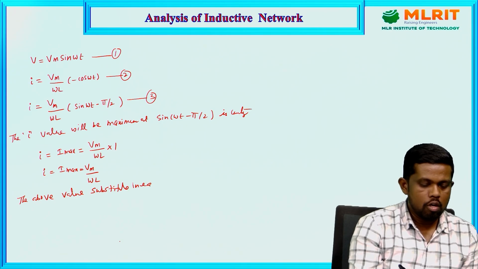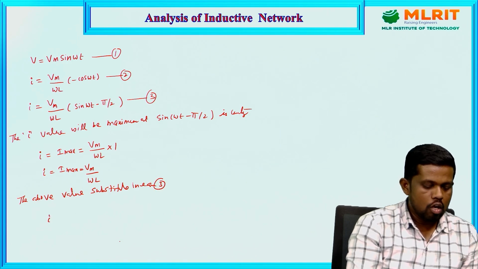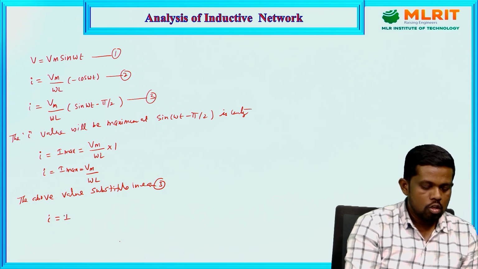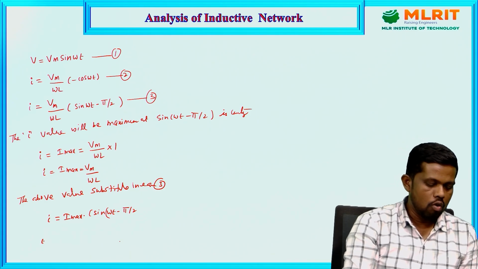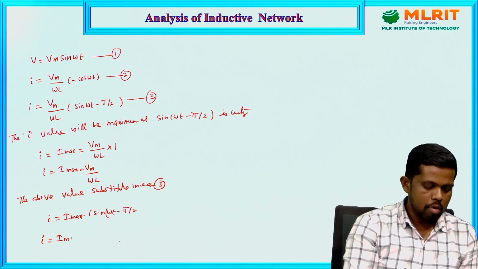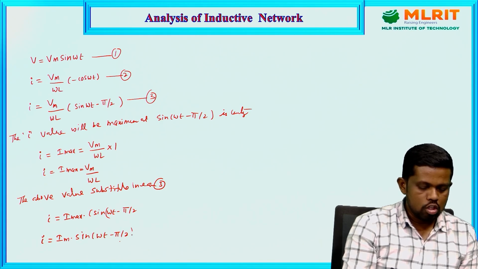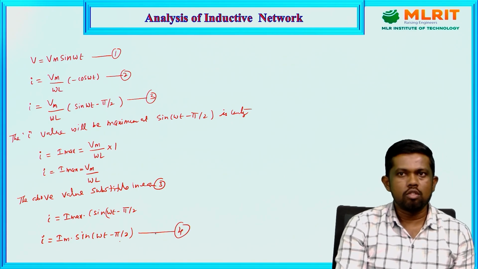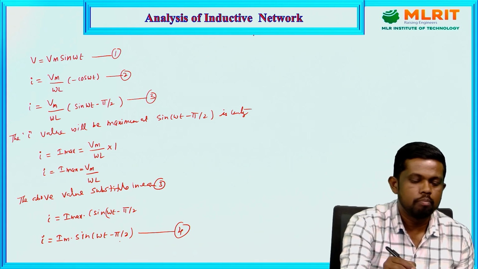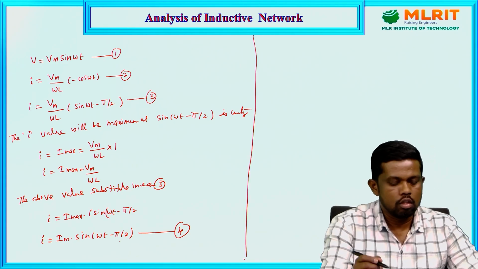Finally we will get I equal to, instead of Vm upon omega L, I max, so I equal to I max into sine of omega t minus pi by 2. This is the instantaneous current flowing through the inductor, that is I equal to I max sine of omega t minus pi by 2. So this much amount of alternating current is circulating in the inductor coil due to the applied instantaneous voltage. Based on this, we need to draw the waveform notation.